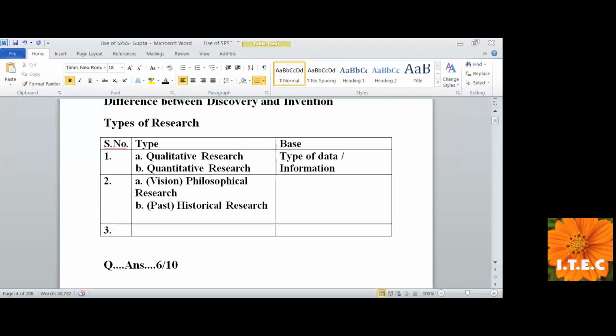Then another is, if you want to study anything in the present context, whenever you want to study anything in the present context, can you tell me which type of research it can be? Which type of research can it be? Yes, it is survey research.